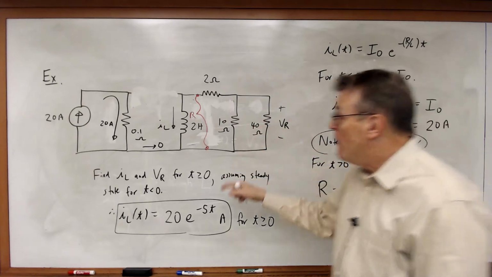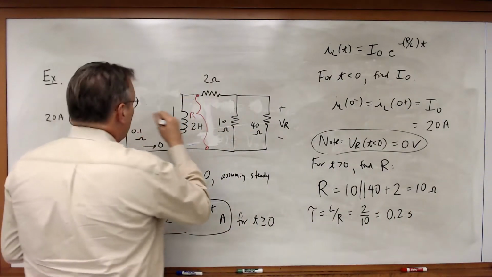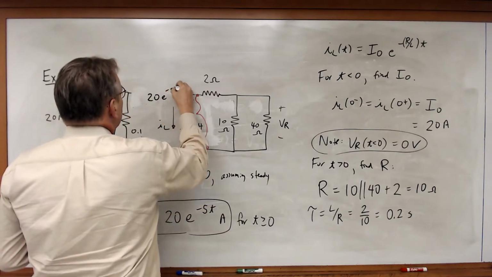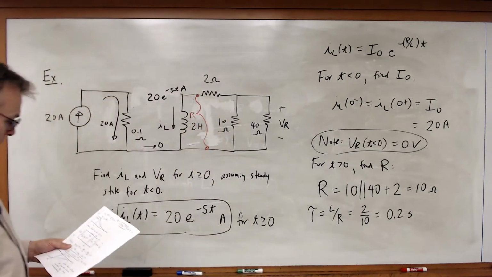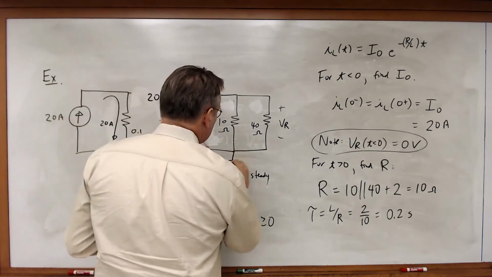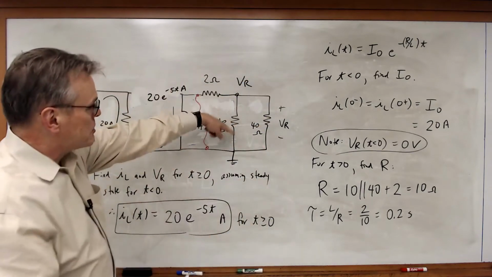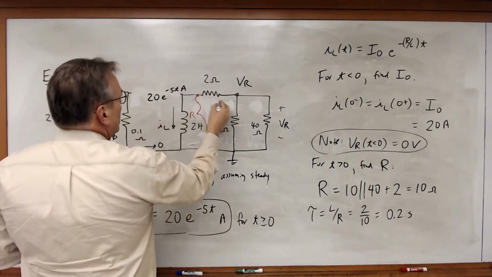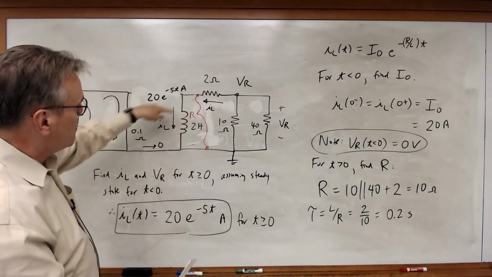But I now know what IL is equal to. In this case, I know that IL is equal to 20 times e to the minus 5t amps. That's the current flowing through that branch. So what I'm going to do is ground this. This is VR at this node. And now I'm just going to say, well, this current IL must also be the current flowing through that 2 ohm resistor.